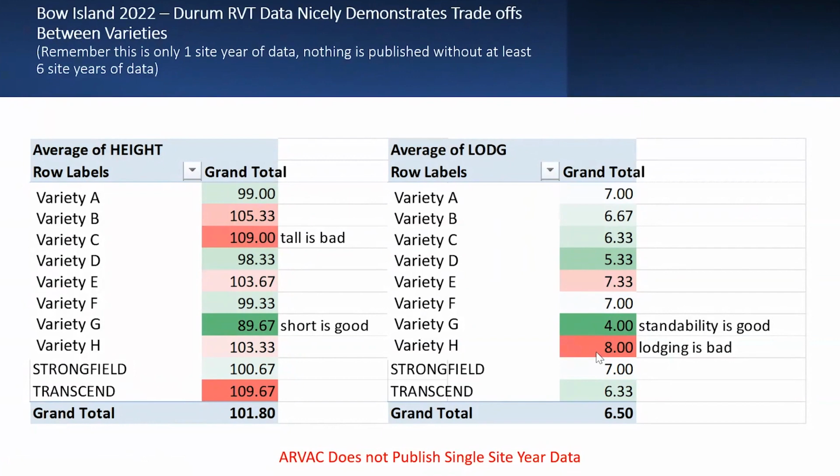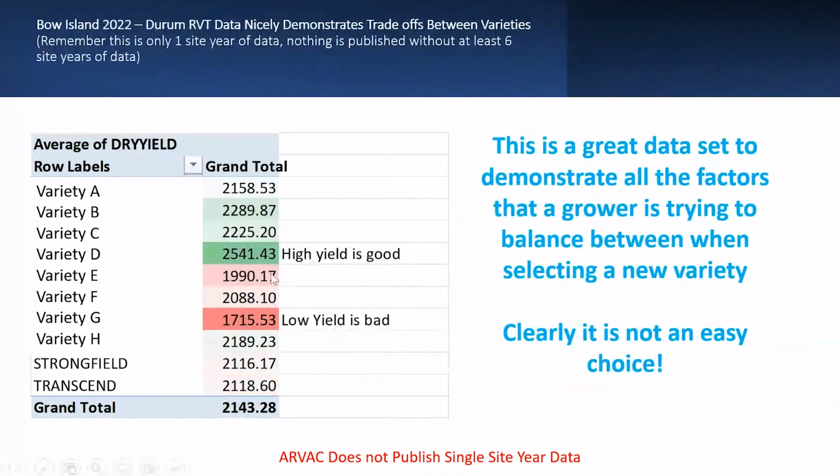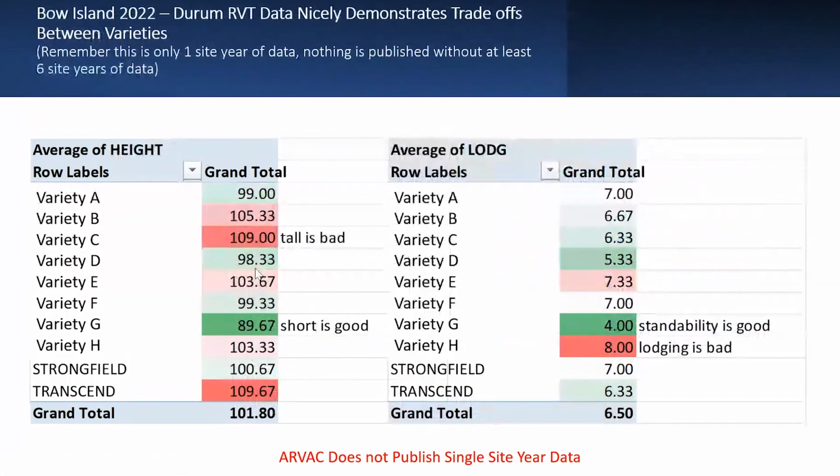Then I look at the yield data and I go, oh, variety G, it's the lowest yielding variety. But then I look at the highest yielding variety and I go, oh, variety D looks pretty good. So if I go back and look at my lodging data, I go, well, you know what? It actually had the second highest lodging rating. So that's good. It's 98 centimeters, so one of the second shortest varieties. So maybe I've got to do a little give and take with variety D, or if lodging is that big of a problem, give that consideration.